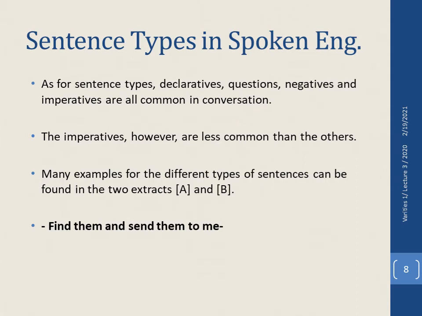As for sentence types in spoken English, all types of sentences, like declaratives, questions, negatives, and imperatives, are common in conversation. The imperatives, however, are less common than the others. The imperatives are the type of sentence we use when we give instructions, like, you do this, listen to me, work on that. So these types of sentences are quite uncommon. Many examples of the different types of sentences can be found in the two extracts A and B. Please find them and send them to me.